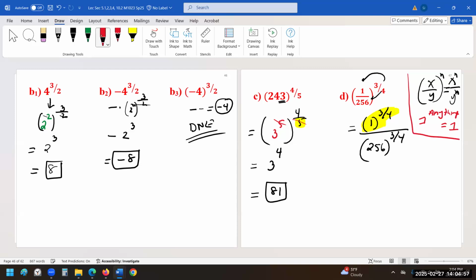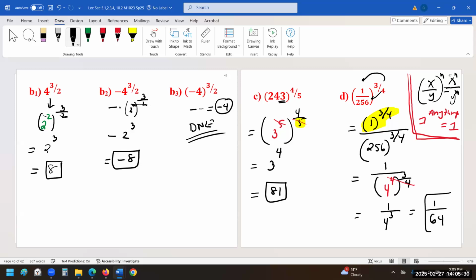How could you forget the generosity of 1? 1 is the most generous number. It doesn't give us any problem. It's always 1. So the numerator is 1, and for the denominator, we want to write the same number 4 times. Which number multiplied 4 times gives you 256? 4. So they cancel out. We have 1 over 4 cubed, which is 1 over 64.